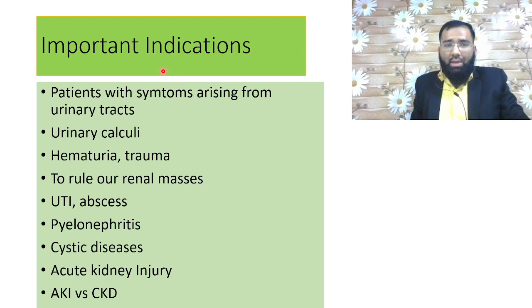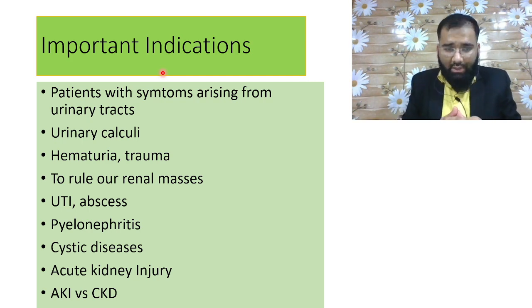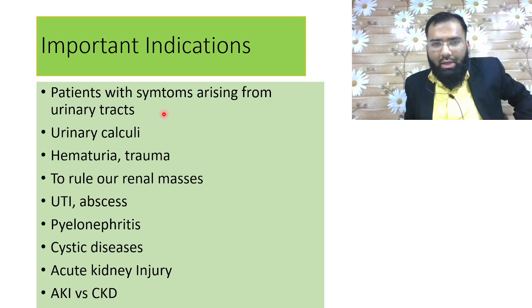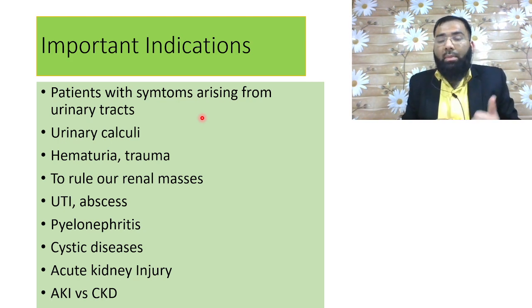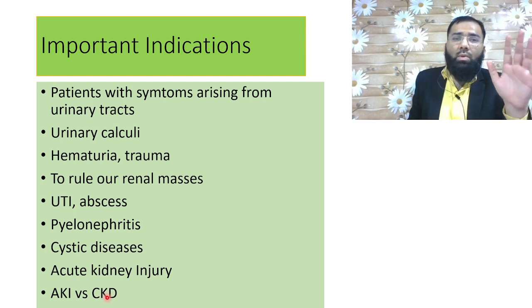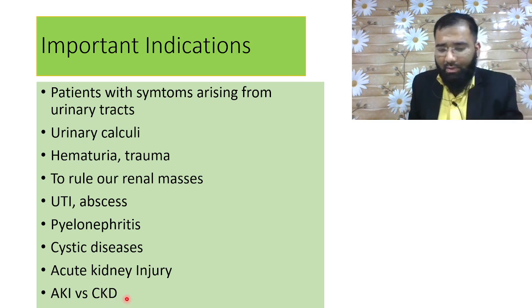Yeah. So what are the indications? There are too many indications for which patients come to you for renal ultrasound, but I'll list some important amongst them. So patients with symptoms arising from urinary tract, usually renal colic. So patient come, usually pain in lumbar region, radiating to the groin, patients with renal calculi, patients with hematuria, trauma patients, to rule out renal masses, UTI, abscesses, pyelonephritis, cystic diseases of kidney, acute kidney injury, and very interesting, ultrasound can help us to differentiate acute kidney injury from chronic kidney disease. That is interesting.